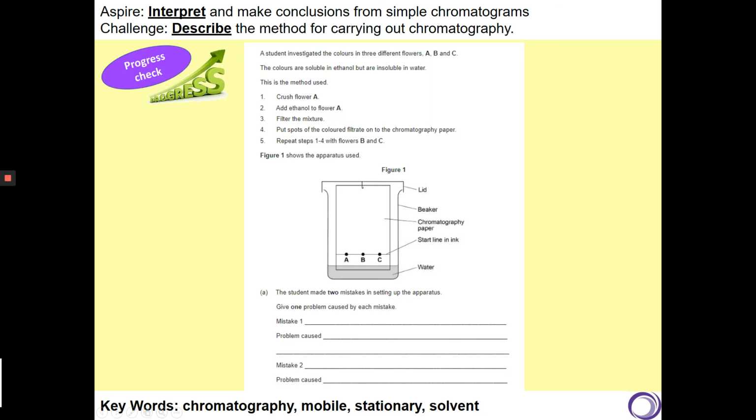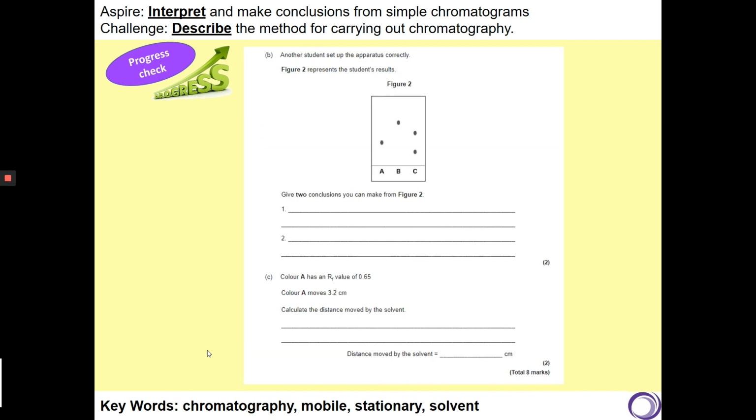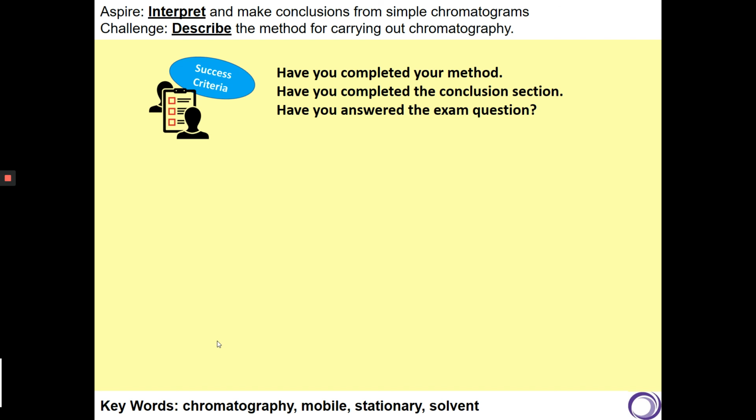Right, so on your Google Doc now, you will find that you have got an exam question. We'd like you to have a go at doing the exam question, and once you have completed it, we would like you to hand in your method, your conclusion, and your exam question to your teacher, and they can then mark it for you and give it back to you with some feedback.